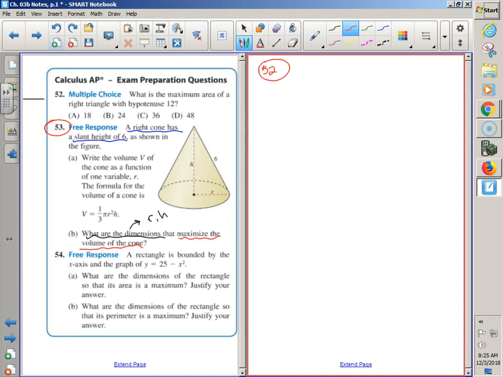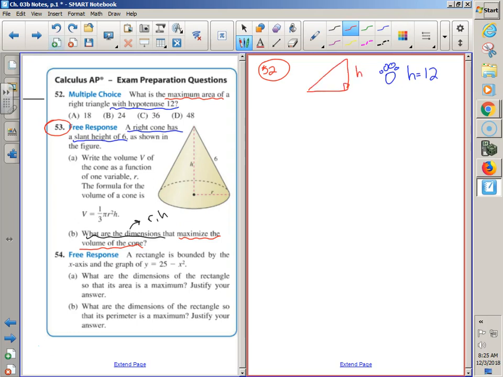What is the maximum area? You guys realized area was the primary, right? I have a right triangle with a hypotenuse of 12. That's my clue. My clue is just h equals 12. Okay. Maximum area of a right triangle. Okay, better draw a picture.